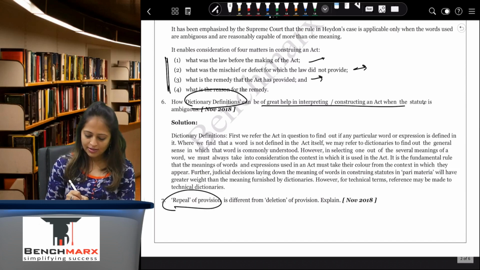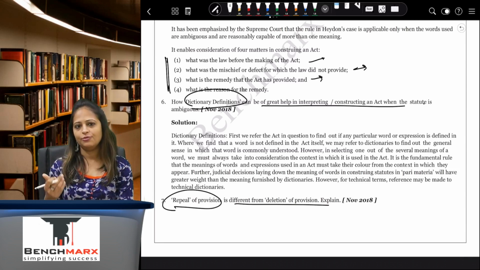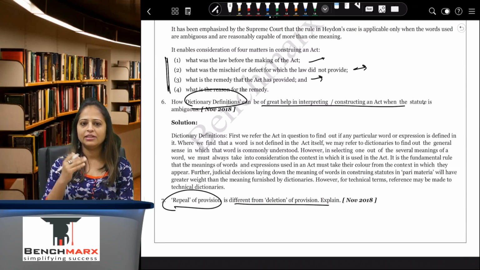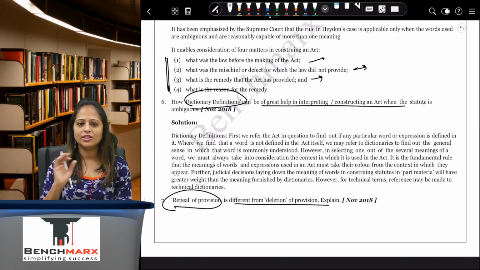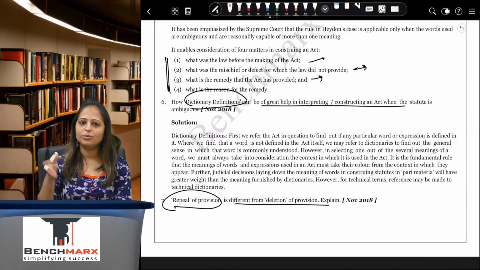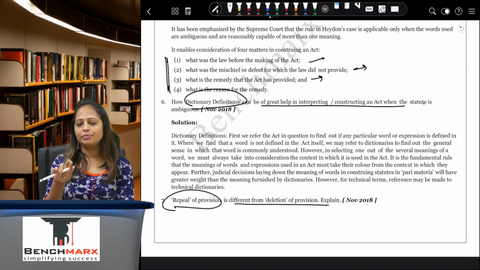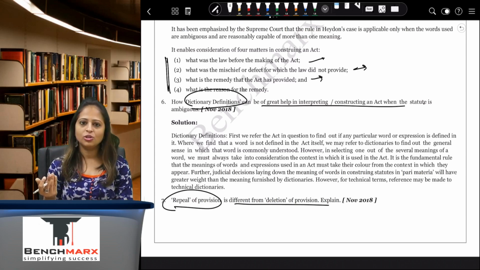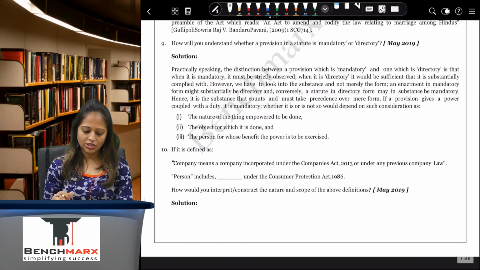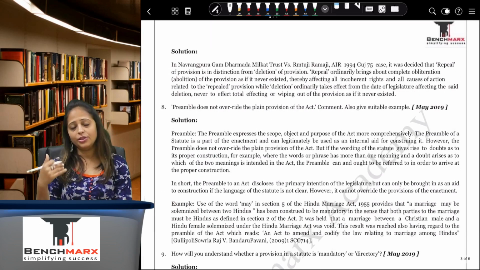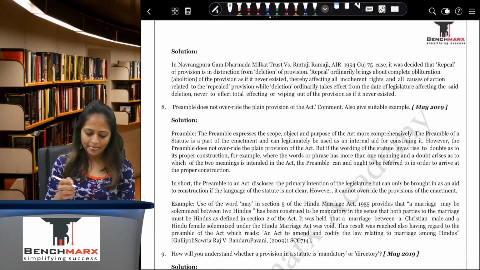Repeal of provision is different from deletion of provision. Again, favorite question of the institute, repeal and deletion. There is a case study which is explaining that deletion is from a particular date, and when there is a repeal you will behave as if the particular clause was not there at all. So that is the difference between repeal and deletion. If you remember the case study, you can mention it here.